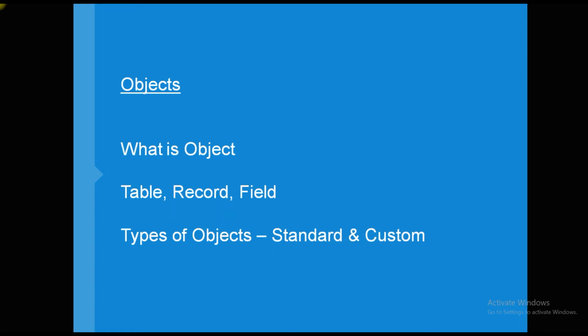There are basically two types of object: standard object and custom object. A standard object is provided by Salesforce, a built-in object. Whenever we create a sandbox, a production org or a Salesforce org, there will be some standard objects, and custom objects are objects created by users.